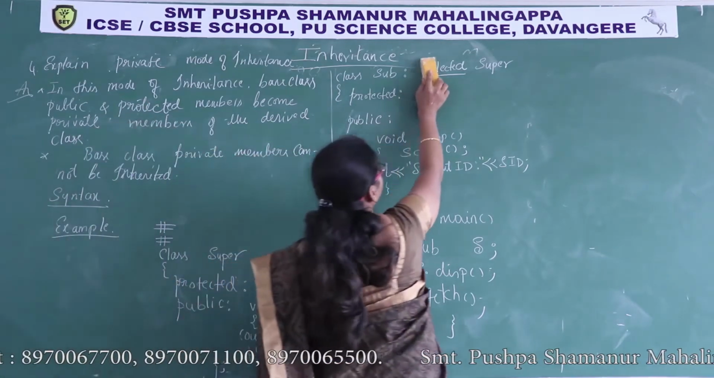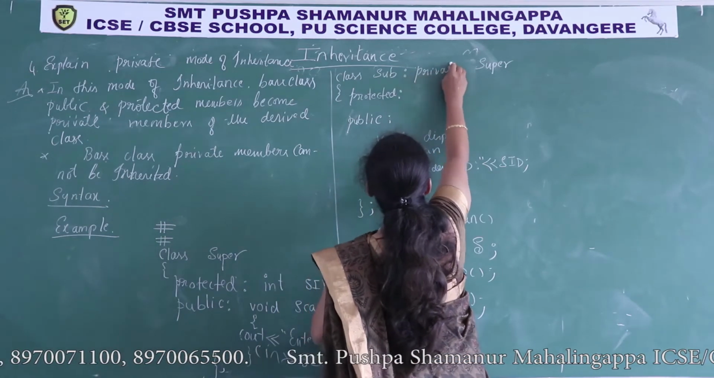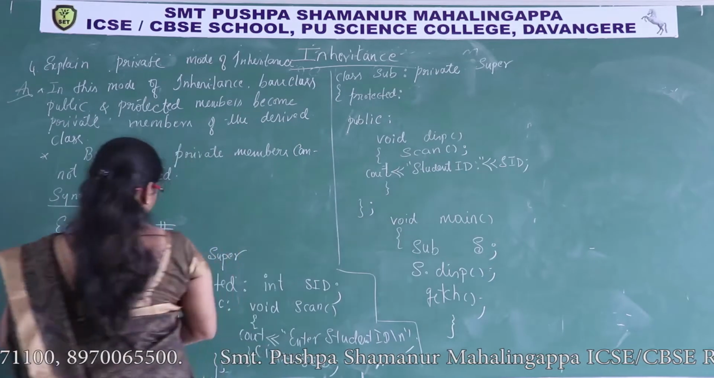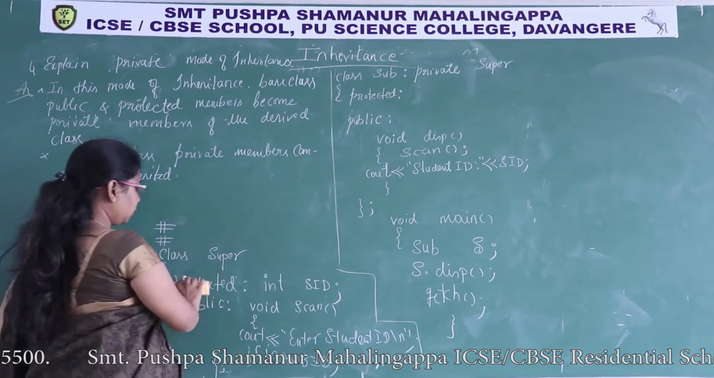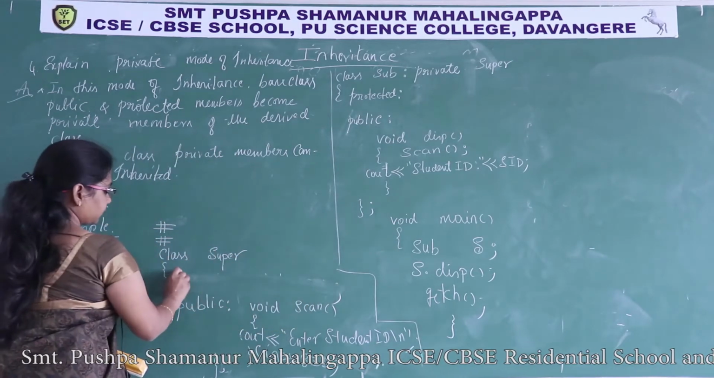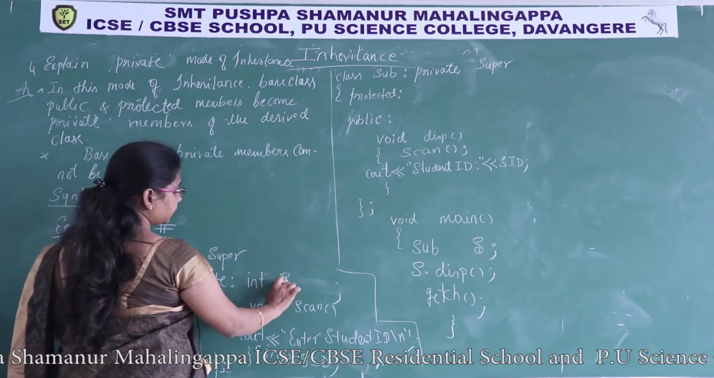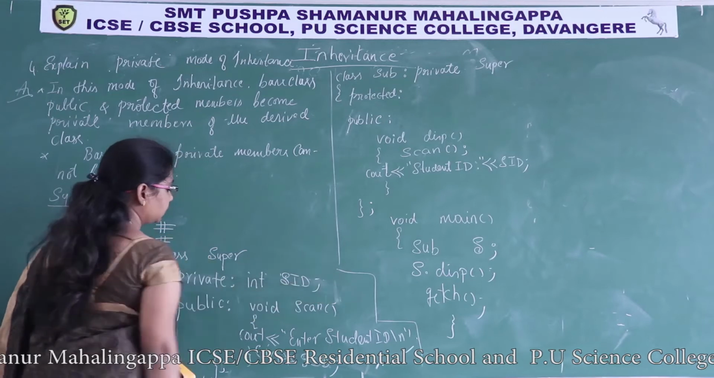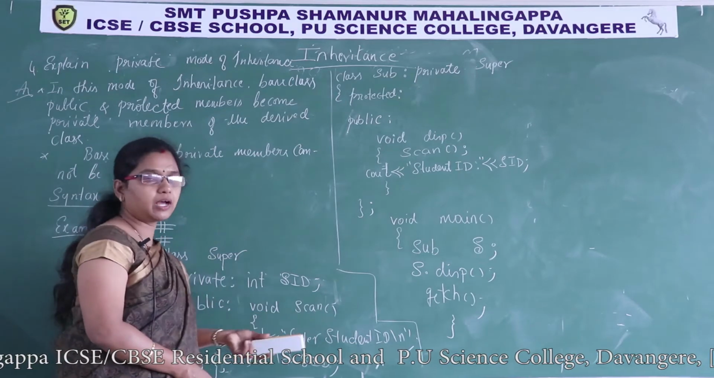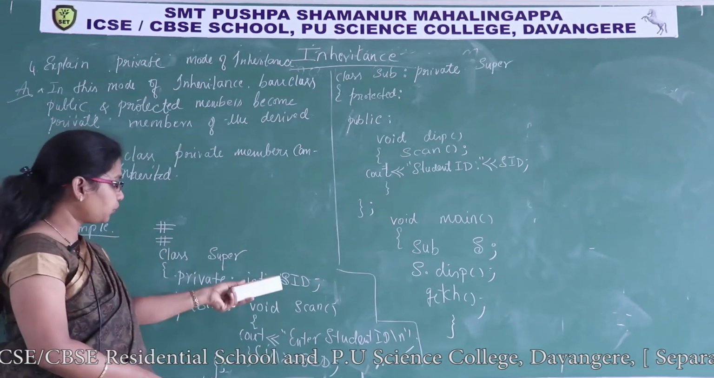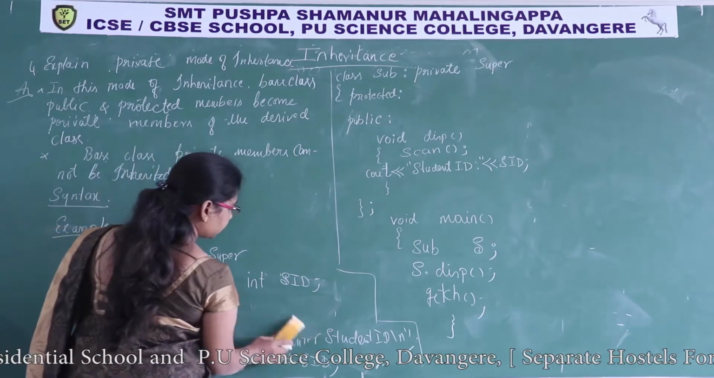So here, private mode of inheritance. In the base class, I did not take any private members. Now I'll take a private member, private int SID; SID belongs to the private section, so it cannot be inherited. In order to read the value, I must call a function. I have to define a function in this class, and I'll take another statement in the same function.